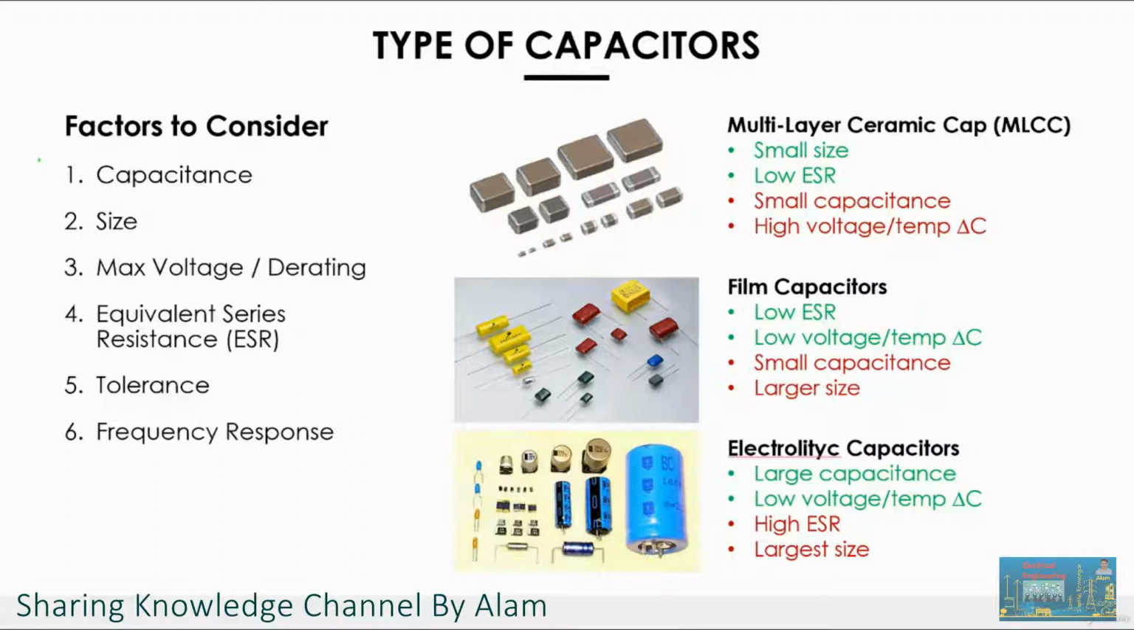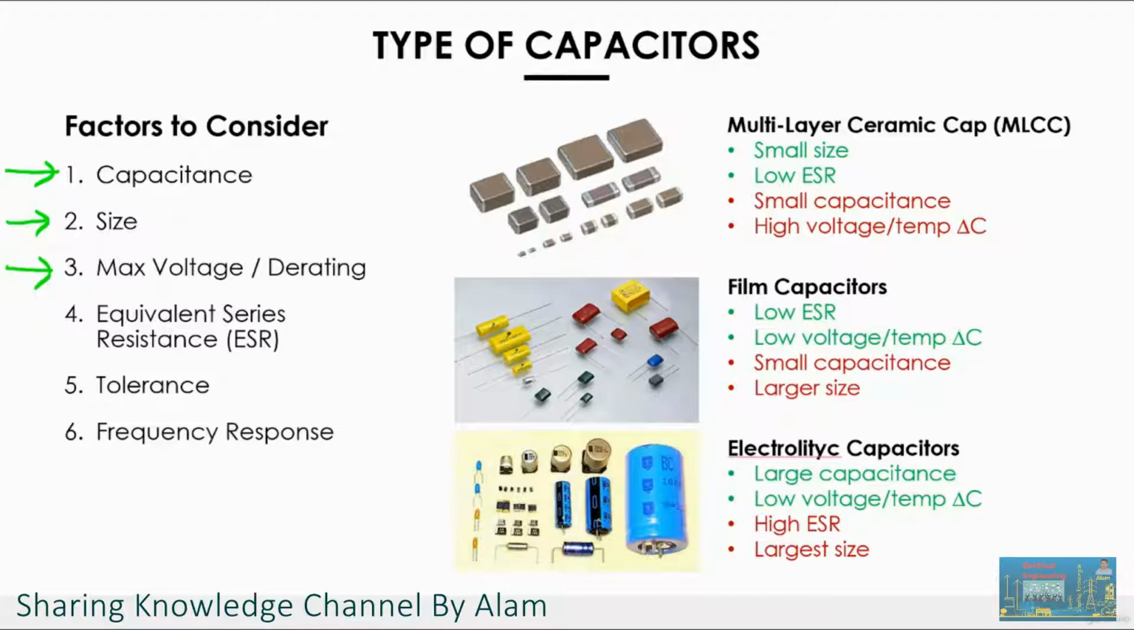There are many factors that need to be considered. We are just going to discuss the most important ones at this point. The first most important factor is the capacitance. Naturally, that's the reason why we have a capacitor in the first place. The second one is the size, geometrical dimension, and volume. This is important because you might not have a lot of space available on the board, like if you're designing a phone, for example. The third is the max voltage and derating.